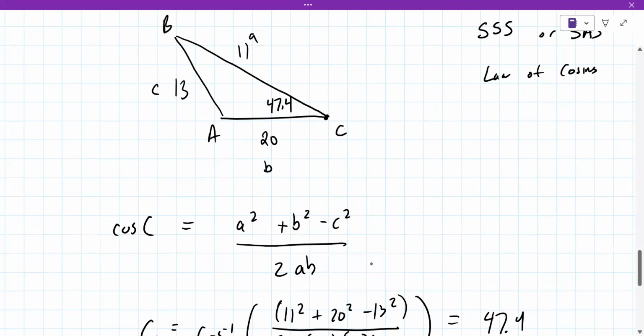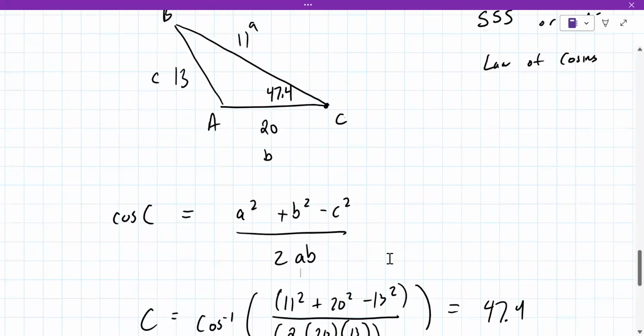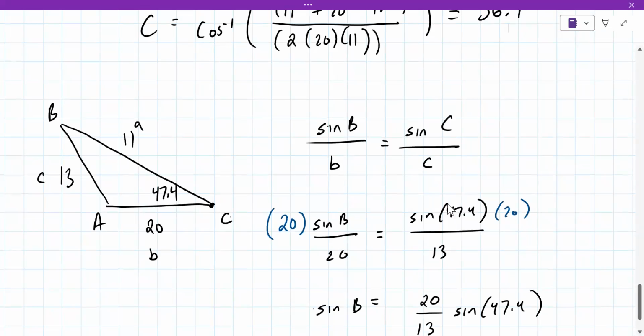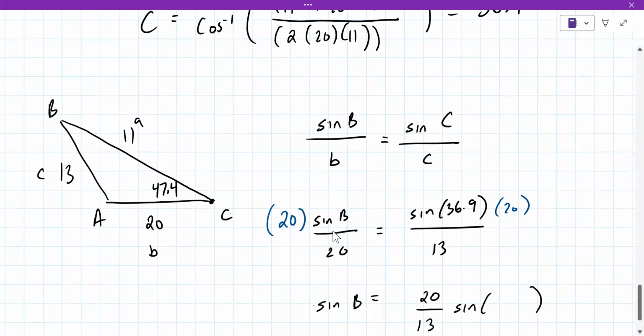AB on the bottom. That's why this angle is wrong. So this is 11 and 20. So this angle is wrong here. That's why we're running into issues. So let me recalculate that real quick. It ends up being 36.9. And then that changes this down here to 36.9.